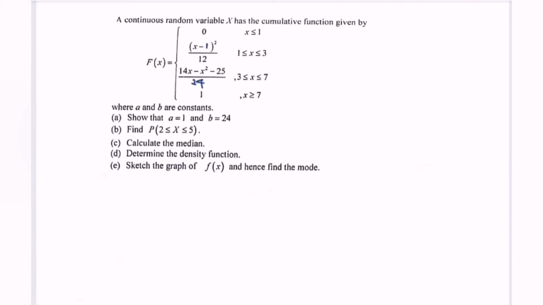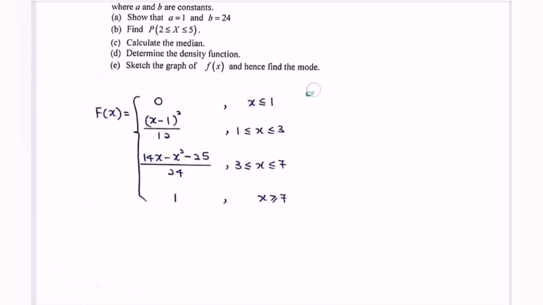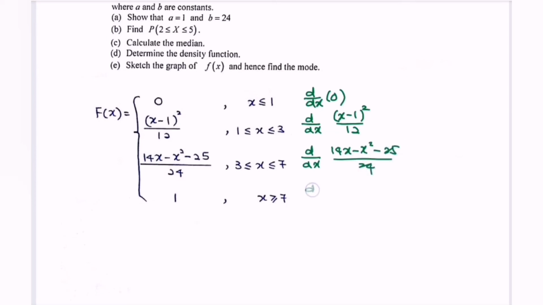Next, part D, determine the density function. So what we can do is to differentiate the situation. For example, we differentiate the 0 with respect to x. Next, we differentiate (x minus 1) squared over 12 with respect to x. Next, differentiate 14x minus x squared minus 25 over 24. And finally, differentiate the 1 with respect to x. So from here, the first gives us 0.